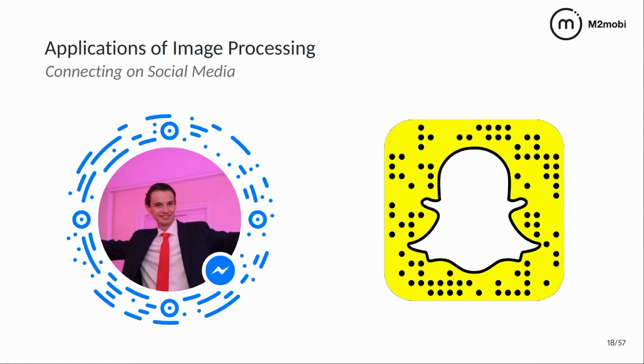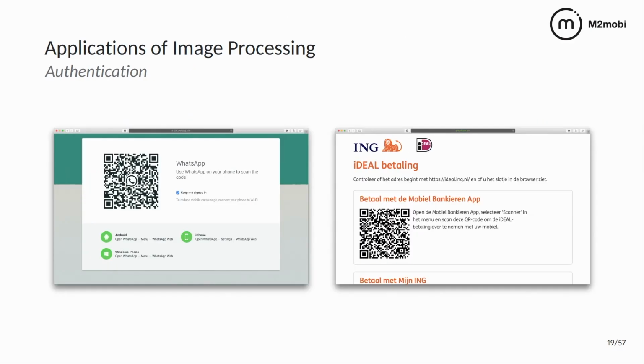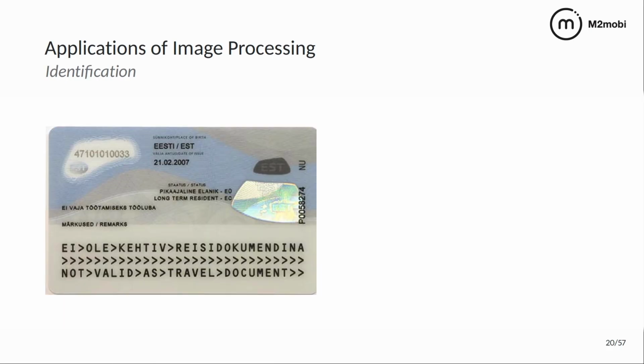I also have some examples. You have connecting on social media. This is Facebook Messenger and Snapchat. You can add people with QR codes. So this is not OCR, but barcodes. It's also used for authentication. So you can connect your WhatsApp Web, or take over your payments from ING from the website to the mobile phone.